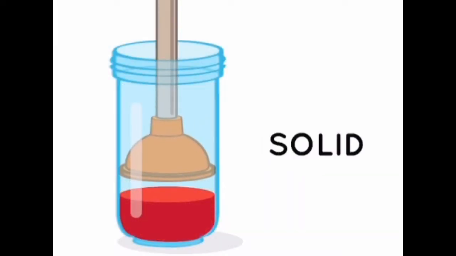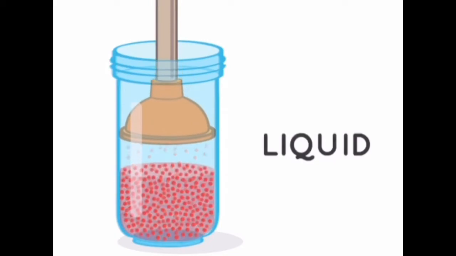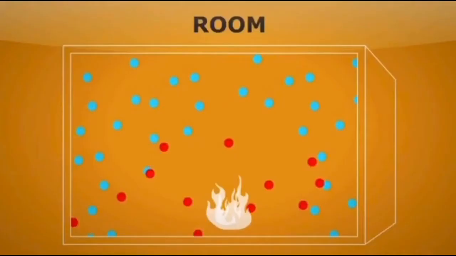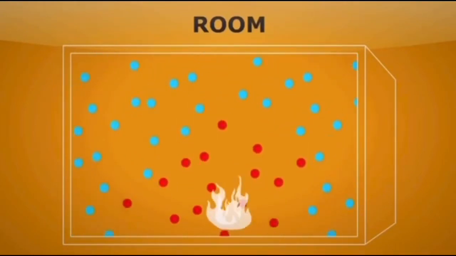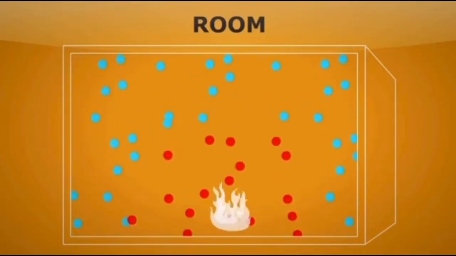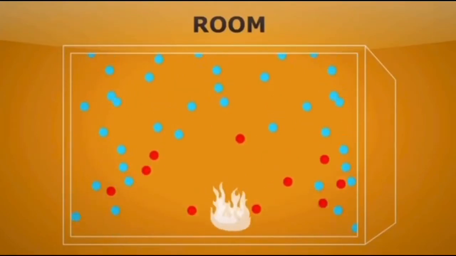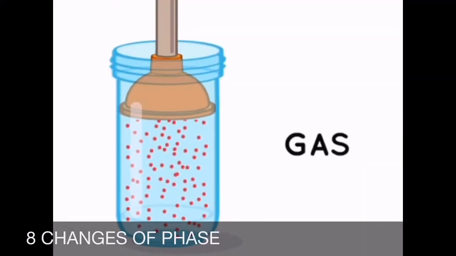When one state of matter changes into another, this is called phase change. These changes of phase always occur with a change of heat. Heat, which is energy, either comes into or comes out of the material during the change. There are 8 changes of phase.